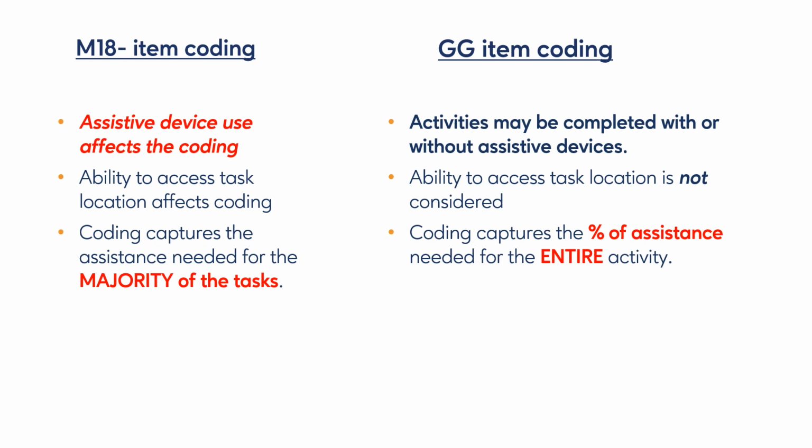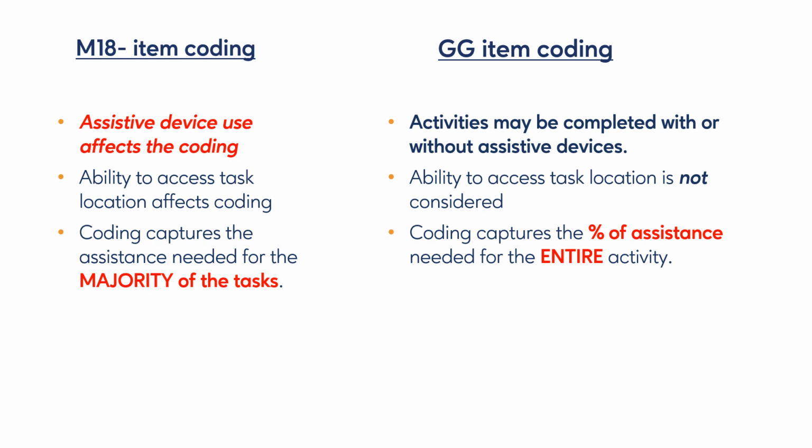The GG item coding has activities that may be completed either with or without an assistive device. They don't have to use one. If they do use one, it does not affect their coding at all. It's only about human assistance. We're also saying that the ability to access the task location is not considered for the GG items. It is strictly about the completion of the entire task of that GG item.